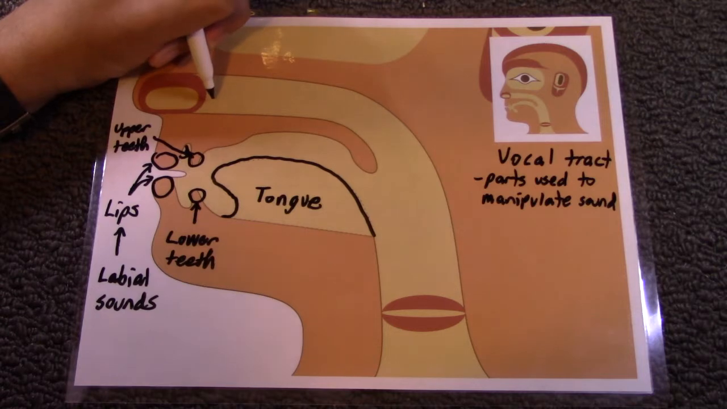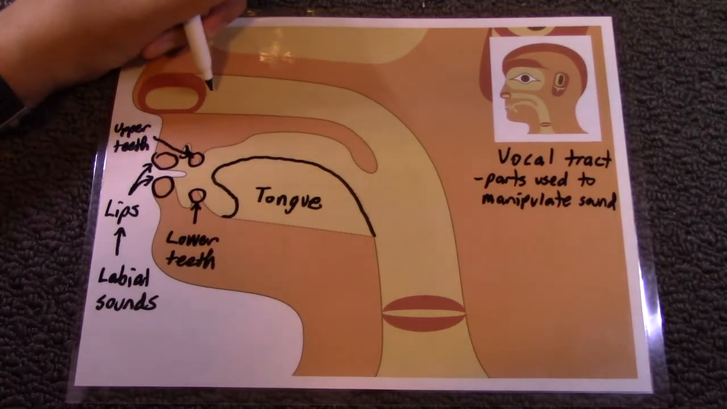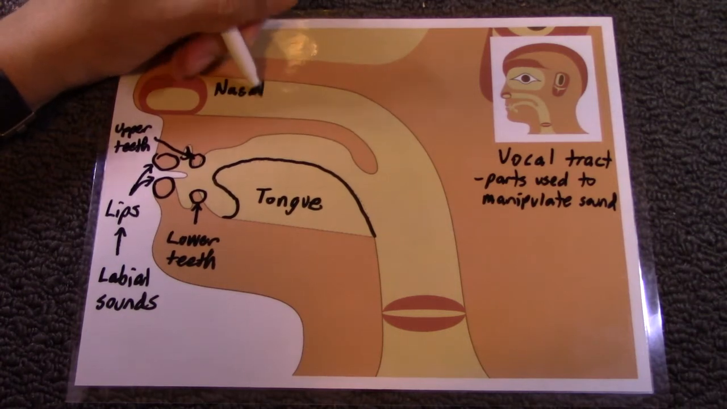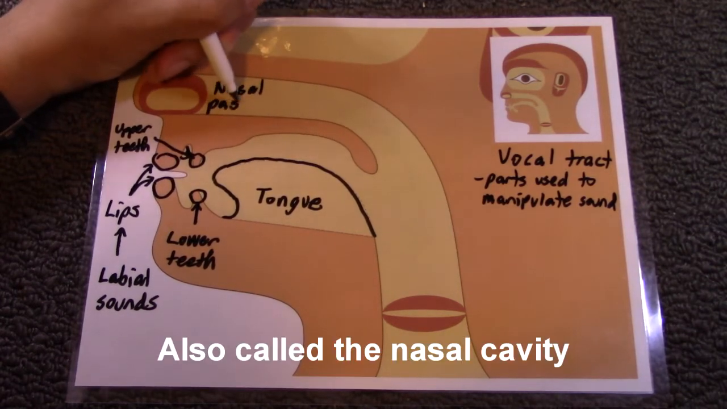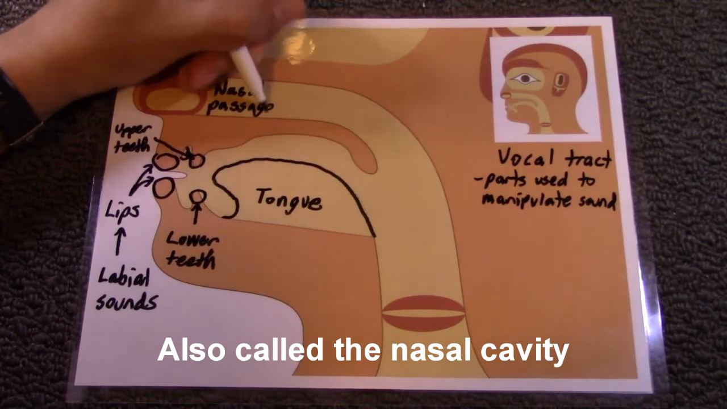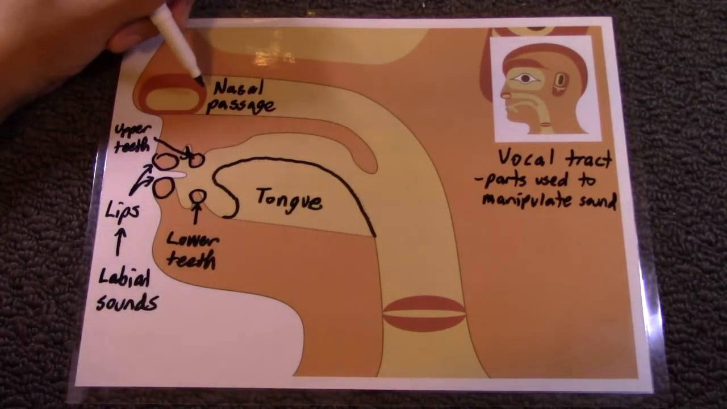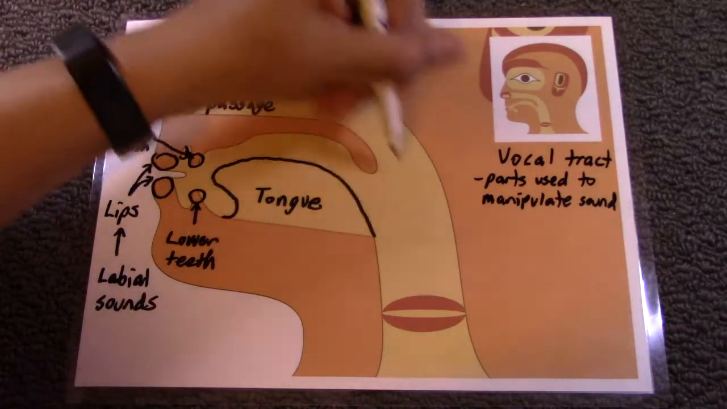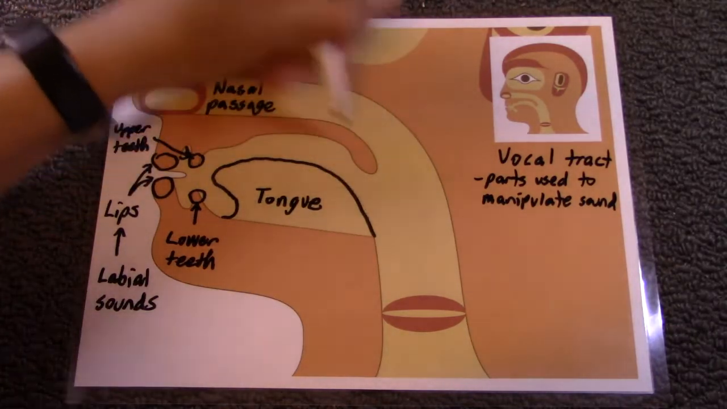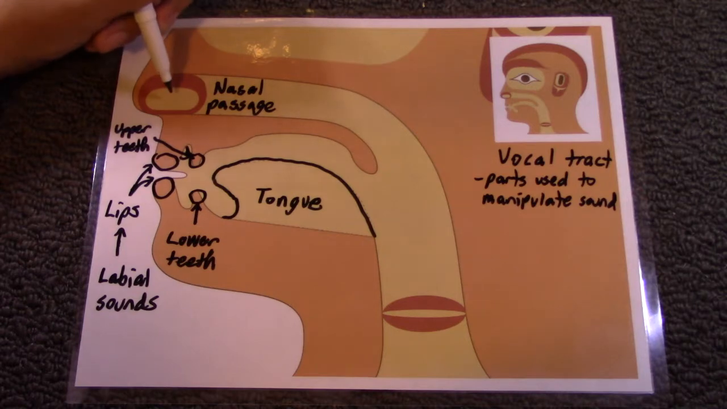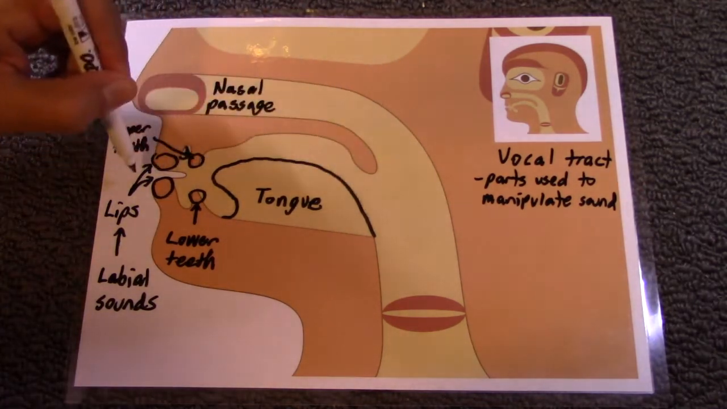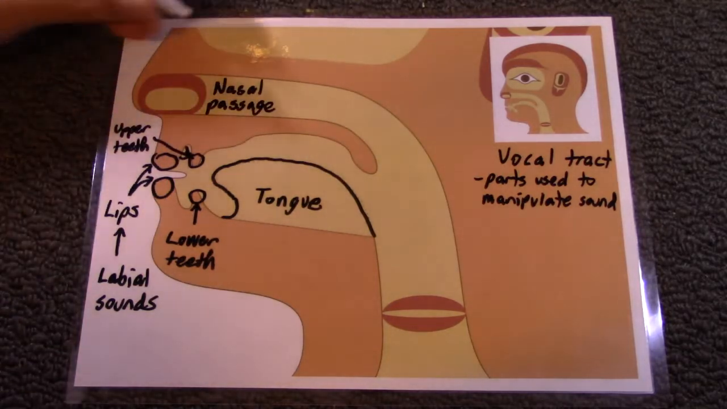We have up here, so this is your nostril, and that means that this is your nasal passage. So the nasal passage is involved in some of the sounds that we make. Sometimes there's sounds that we make where you're pushing air just through your nasal passage, then comes out through your nostril. Sometimes sounds come out partially through your mouth and through your nasal passage.